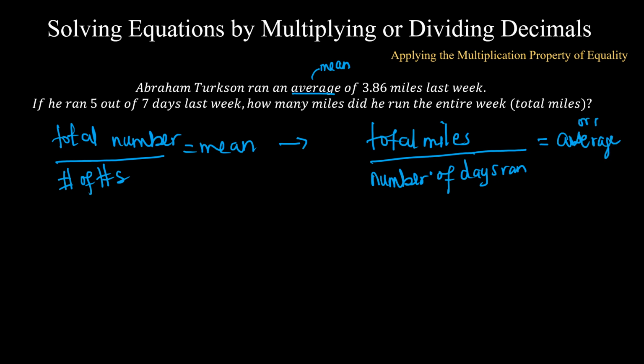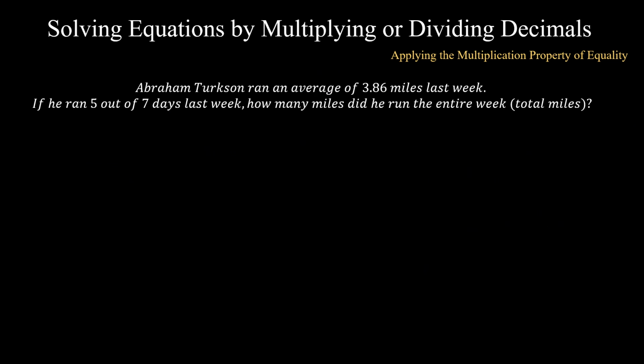So let's fit in our numbers, and where we don't have a number, we put in a variable to stand in for the number. Do we have total miles? No, we don't know what that is because that's what we're calculating for. So we're going to call that m. Number of days ran: we know that he ran 5 out of 7 days, so it's 5. So m over 5 is equal to our average or our mean, and that's 3.86 miles. All right, so now we have an equation that we know how to solve. m over 5 is equal to 3.86.